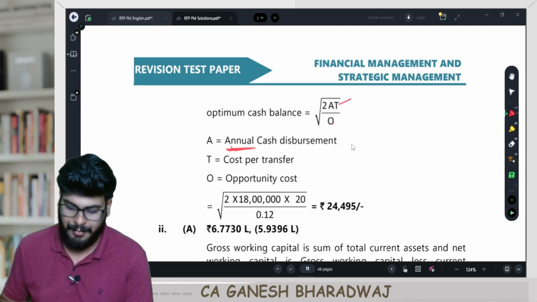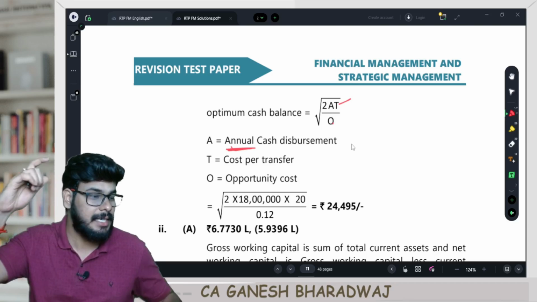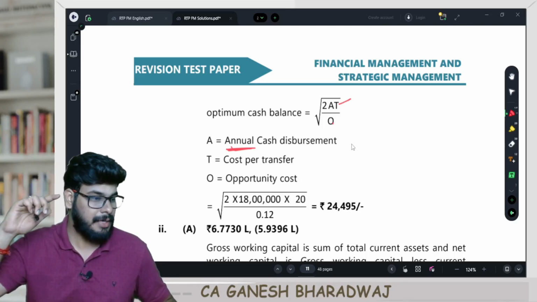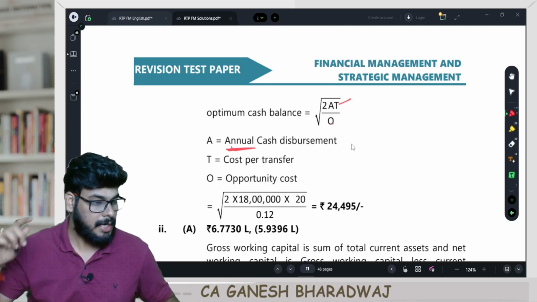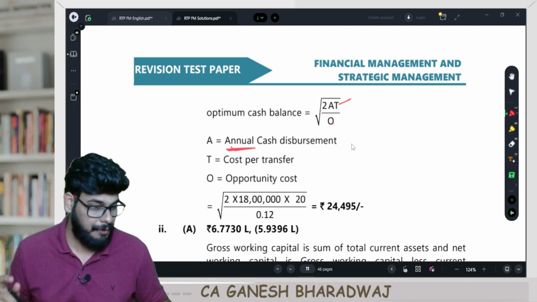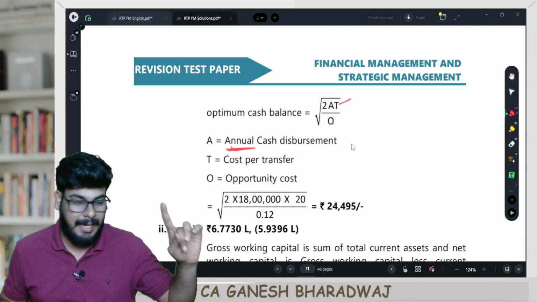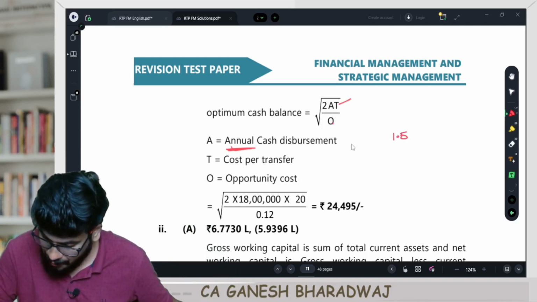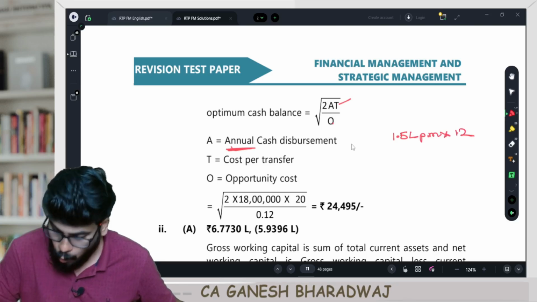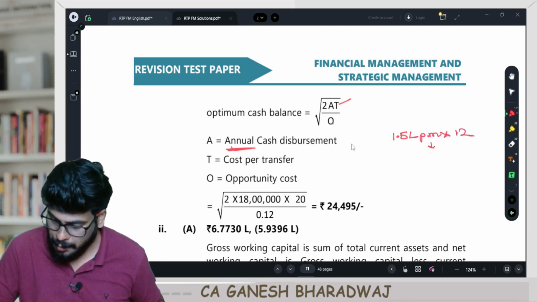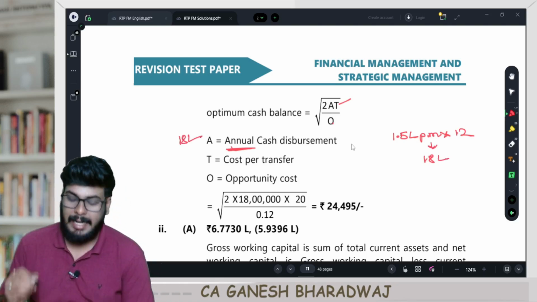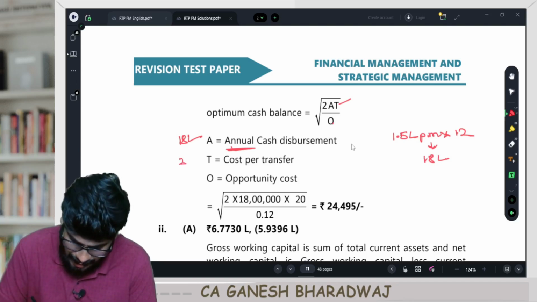Now, all these 3 figures are given in the question in that single paragraph. Please have the question with you. In that paragraph, where it says the company plans to keep an optimum cash balance, they have given that monthly cash disbursement is going to be 1.5 lakh per month, correct? Which means per annum, 1.5 lakh into 12, that is going to be 18 lakhs per annum, right? So A is going to be 18 lakhs. T, cost per transfer, is given as 20 rupees.